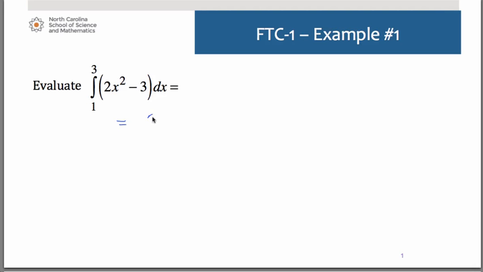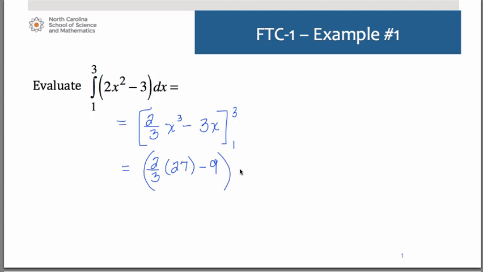In this case, that would be 2/3 x cubed minus 3x, and we're going to evaluate that from 1 to 3. Remember that according to the first fundamental theorem of calculus, we substitute in the upper limit of integration first. So we would have 2/3 times 27 minus 9. That's what we get from substituting in the 3. Minus, now we need to substitute in the 1. And we would have 2/3 minus 3.